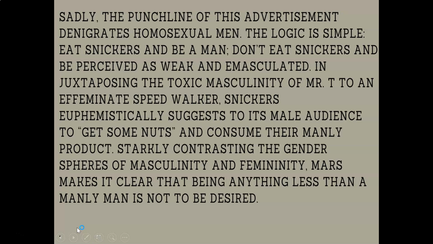Sadly, the punchline of this advertisement denigrates homosexual men. So you're into the logos. The logic is simple. Eat Snickers and be a man. Don't eat Snickers and be perceived as weak and emasculated. In juxtaposing, so this is our second term, the toxic masculinity of Mr. T to an effeminate speedwalker, Snickers euphemistically suggests to its male audience to get some nuts and consume their manly product, right? So when you're talking about euphemisms, you're into diction. So we got the logos, we got the juxtaposition, we got the diction.